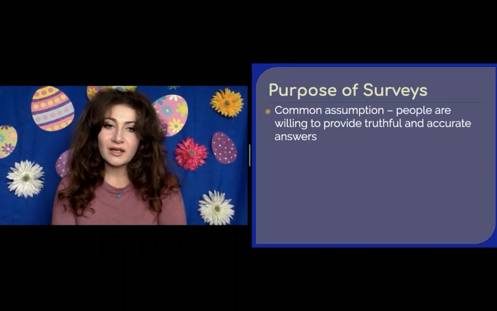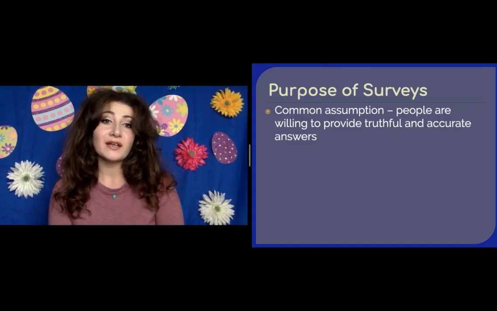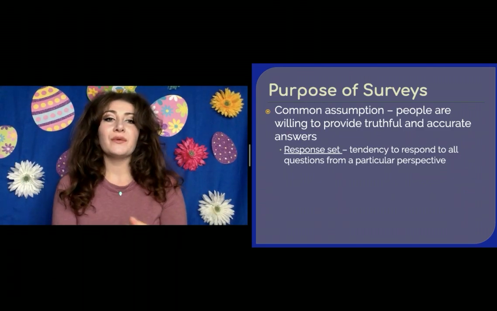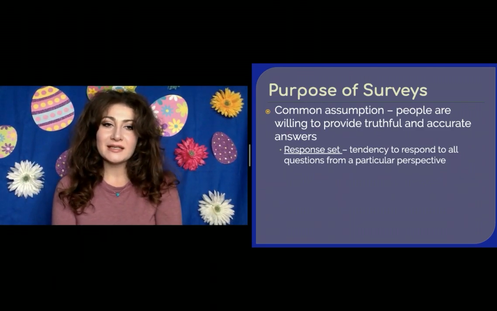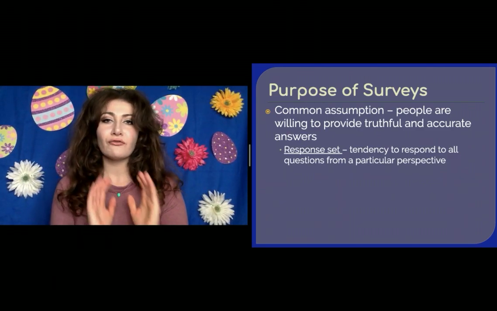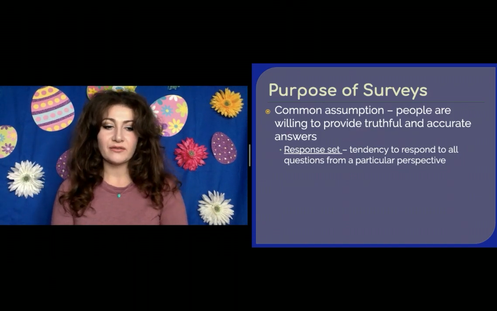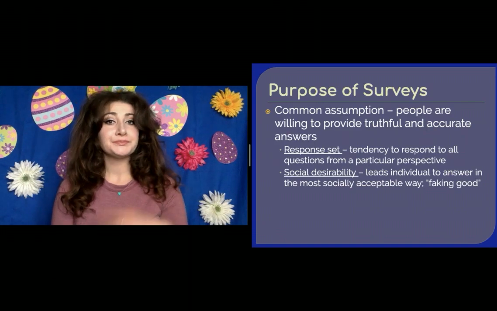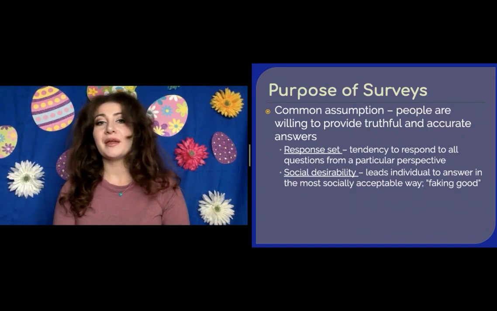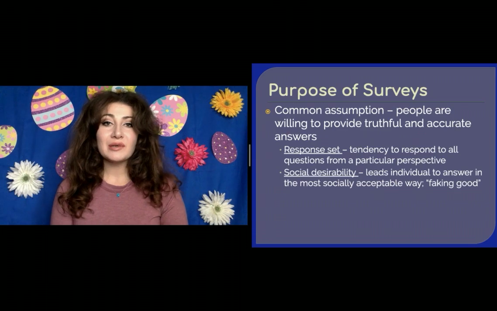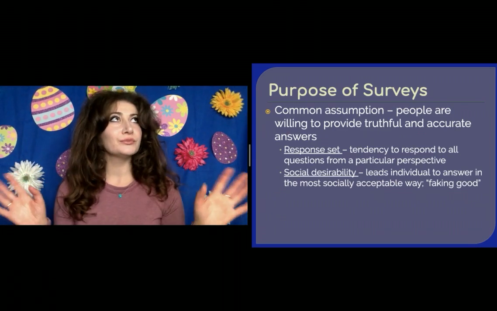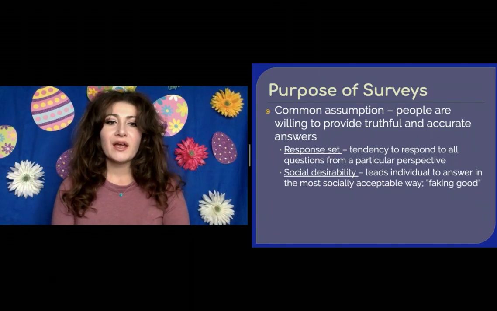So the common assumption here is that people are willing to provide truthful and accurate answers about themselves. Now, a response set is the tendency to respond to all questions from one particular perspective. And that's definitely something to be aware of when using a survey as your method of research. Social desirability is another red flag kind of to be aware of.